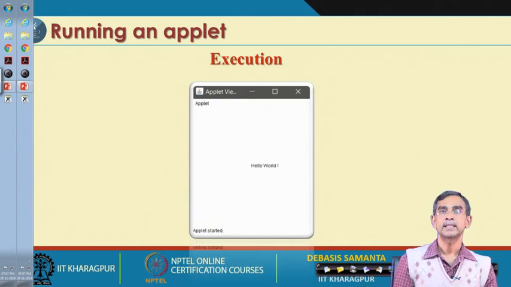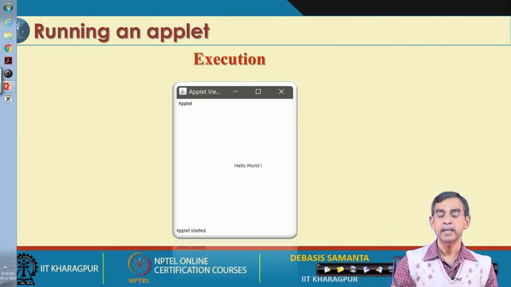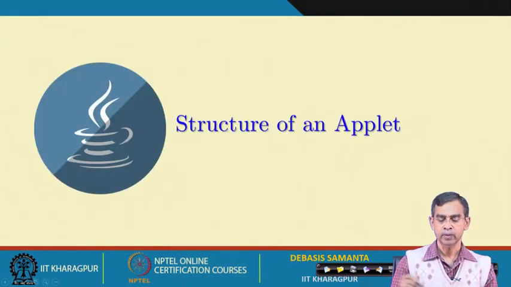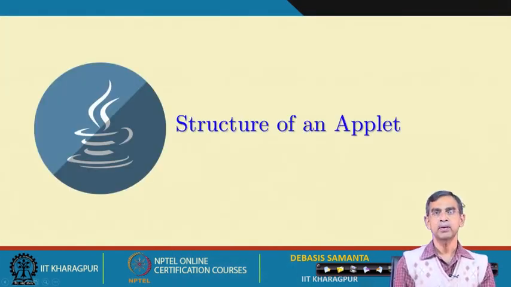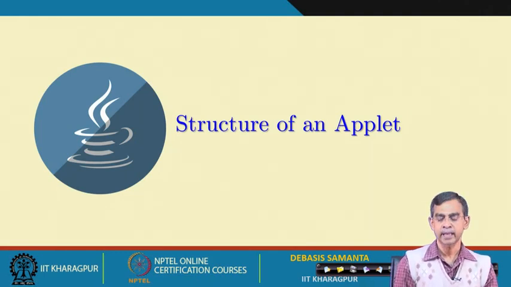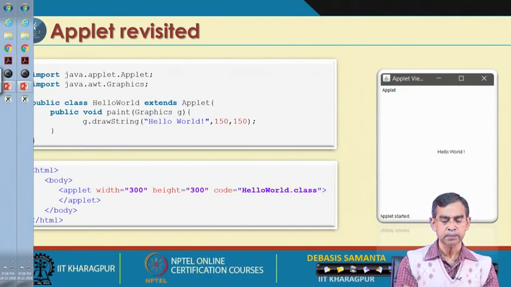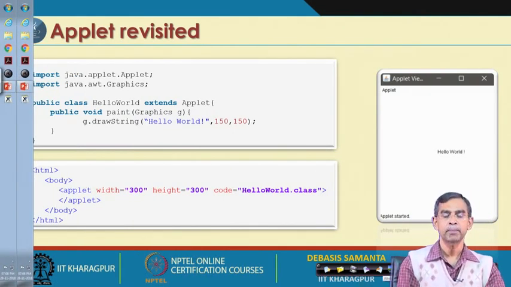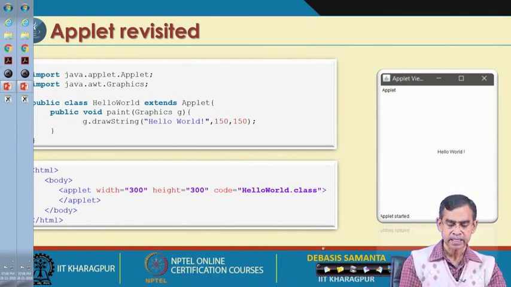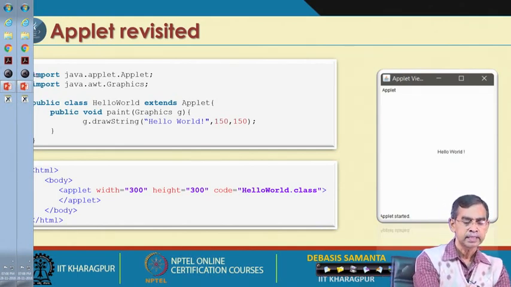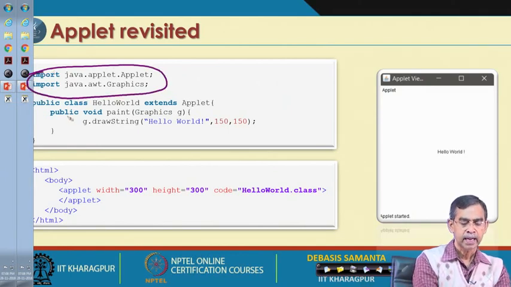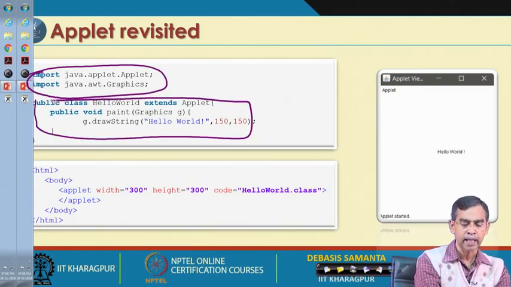So, this way we have seen how a very simple applet code can be written, processed and finally viewed, and this is enough for beginners to understand how it works. Now, we will quickly see the general features of an applet. We will discuss the structure of an applet, and as you see in this program, it has three different parts. The first part is called the package part, and this is the main body of the applet.